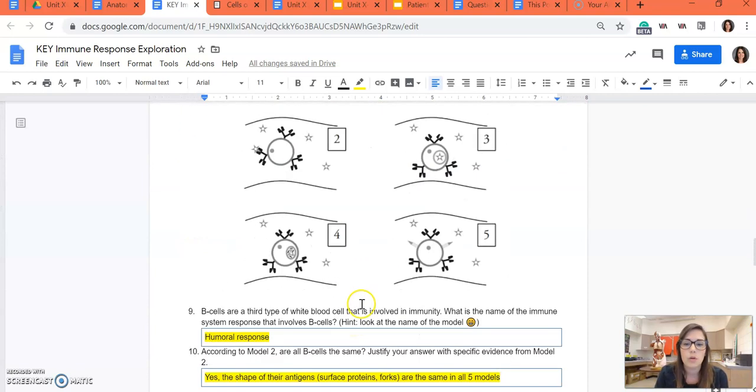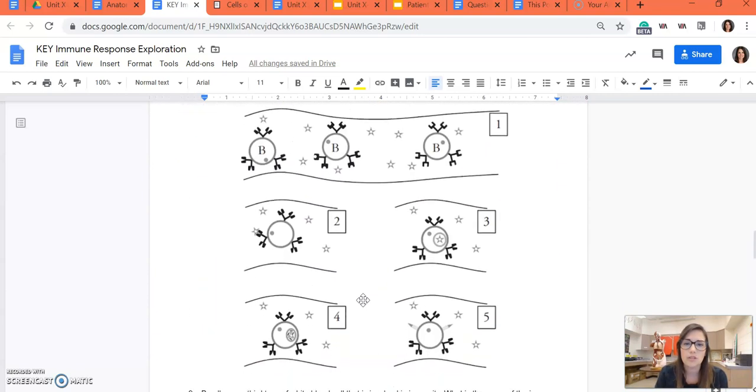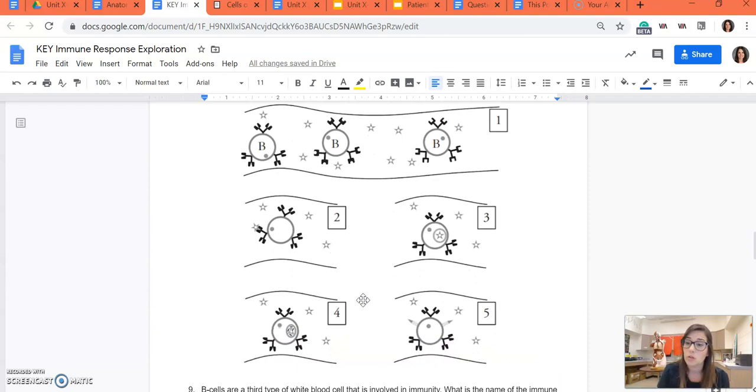Model 2, the humoral response. So this is with B cells. The previous model was T cells. These are B cells, so they're a little bit different than T cells. Notice that the antigens tend to hang out in pairs, but they're all a little bit different from one another.